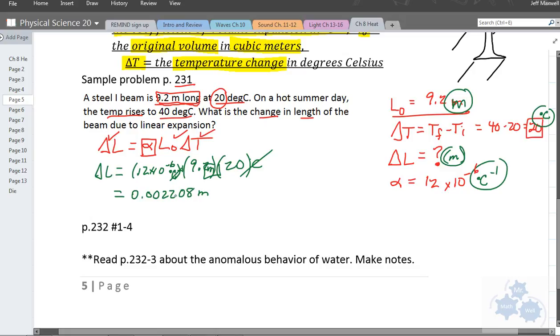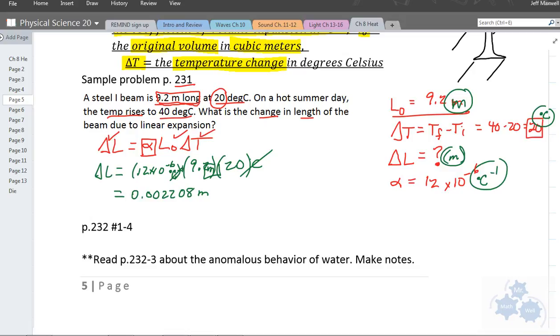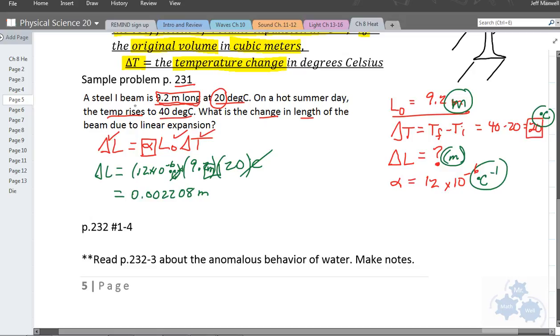Now, the reason why this is such a small number, as you asked, is because it doesn't change length very much. It's a very, very small change. It's just because it's warmer. So a 9.2 meter long I-beam is going to change 0.002 meters. If I multiply this by 1,000, 2.2, what unit is that? That's millimeters.